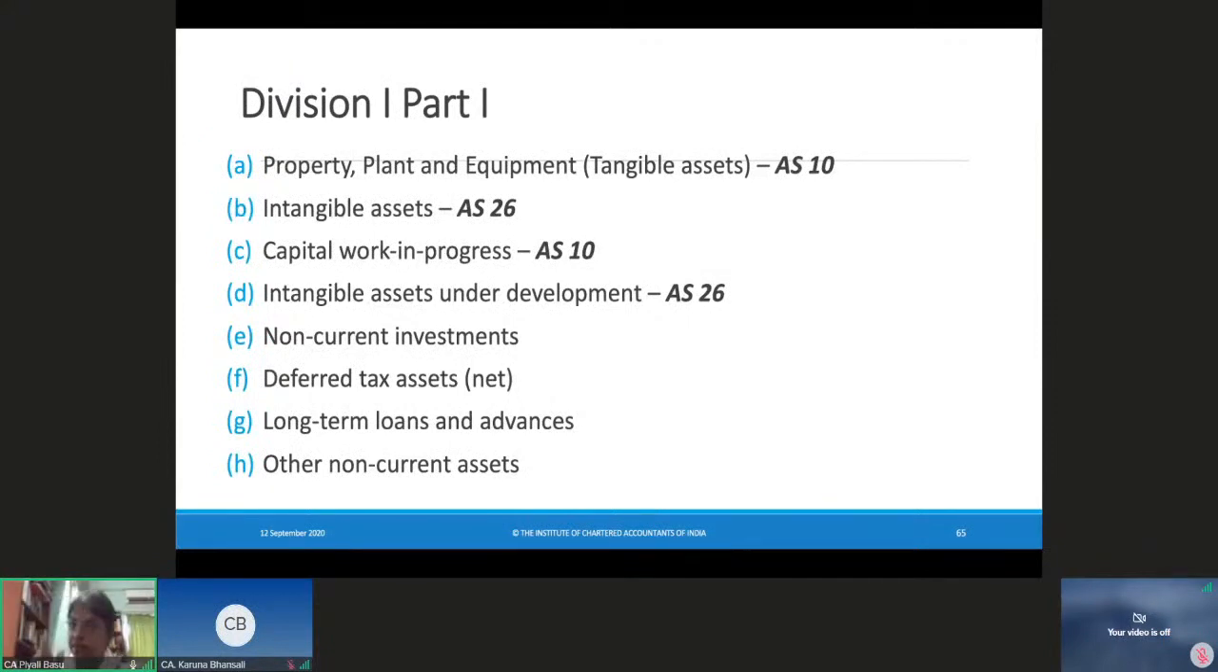We have to read the question properly. If it is of a temporary nature, you may choose to ignore it. If it is not, then we have to reduce the cost of the investment by the decline in the value. So it should be carried at cost less the provision, other than for the temporary diminution.